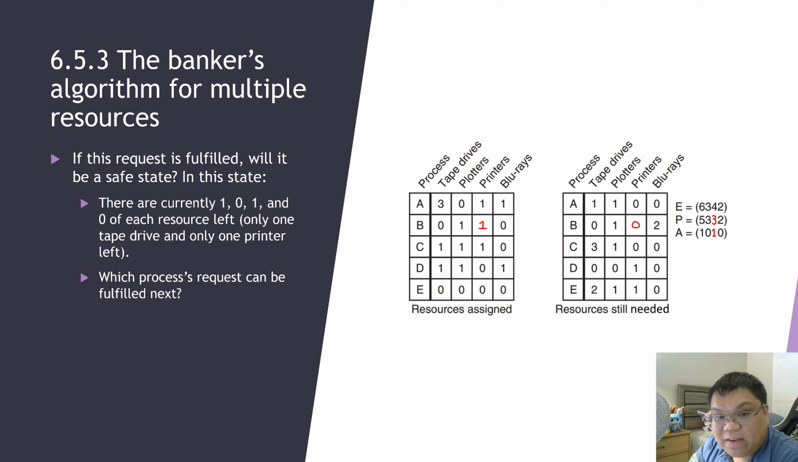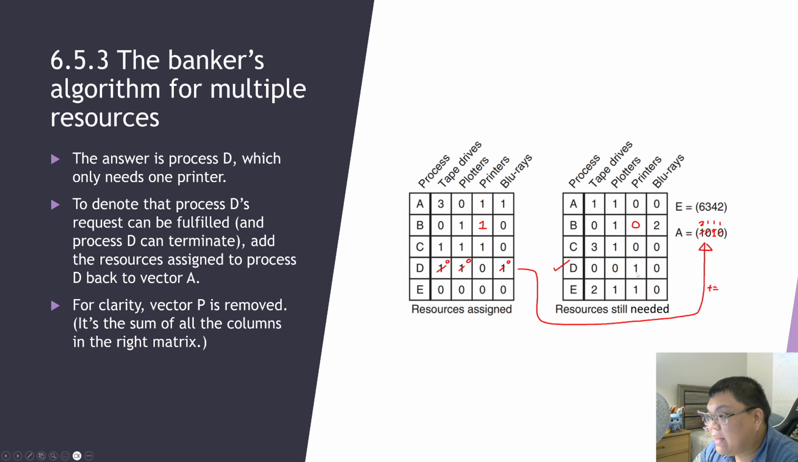Can we fulfill the next? Is there a process whose request can be fulfilled next? Remember, we only have 1 tape drive and only 1 printer left. Process A, B, C, D, and E still have outstanding requests. Is there a process whose request can be fulfilled? Yes, there is. It's actually process D. So process D only needed 1 printer. So that means we know that process D's request can be completed. That means we can just mark process D as terminated and then add all of its resources back to A.